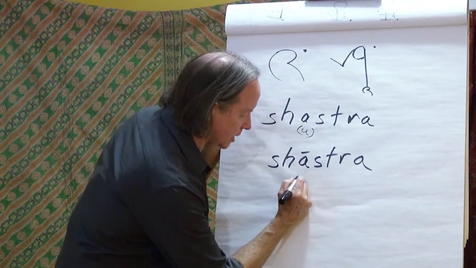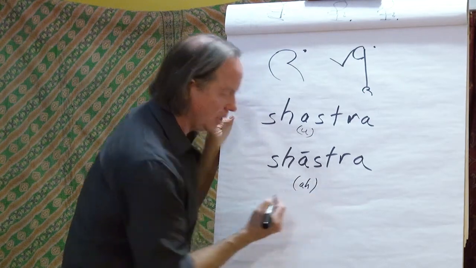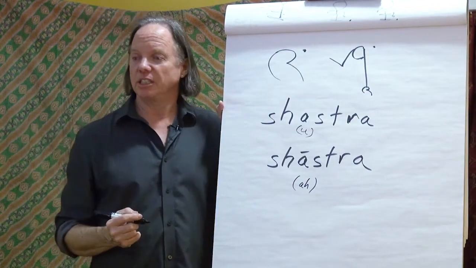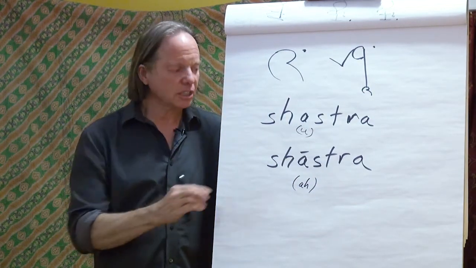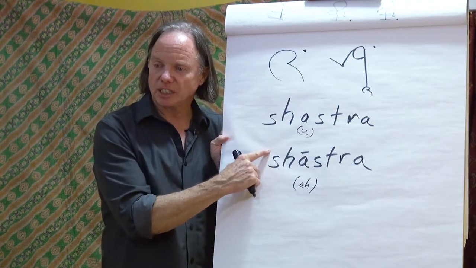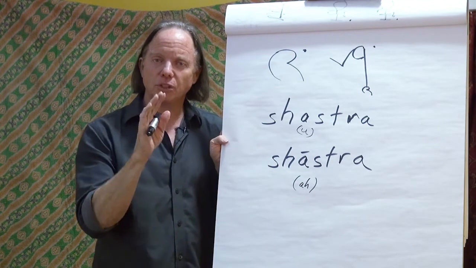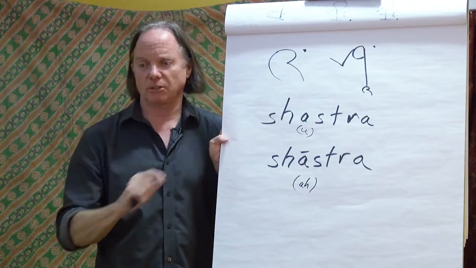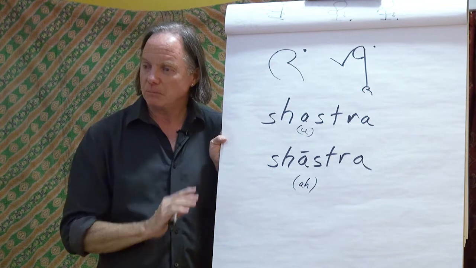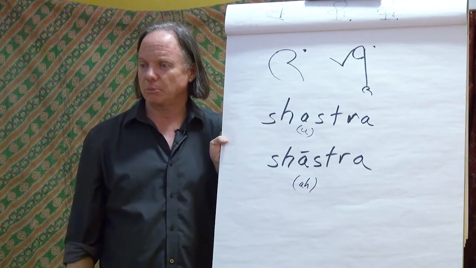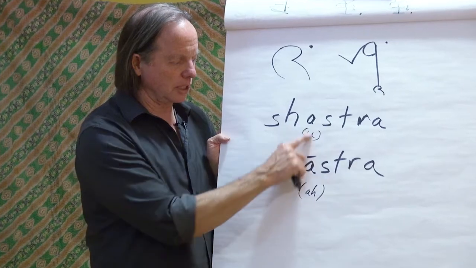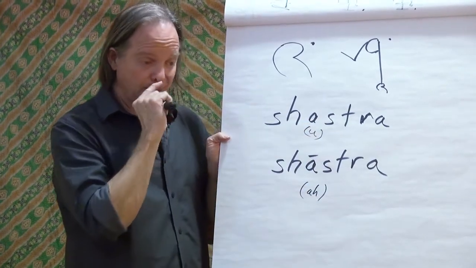And this long A is pronounced as if this were ah in English. Say Shastra. Shastra. Shastra. If you know that distinction, you can pronounce Sanskrit. That's the only major thing you need to know about Sanskrit pronunciation. To make Sanskrit correct, you need to know about short vowels and long vowels. This is, by the way, called a strengthening. This is a strengthening of this vowel, and we could talk about it someday.